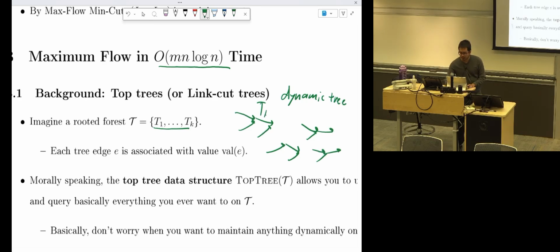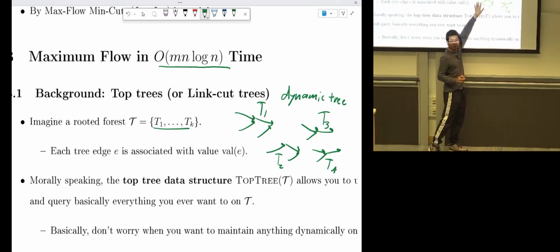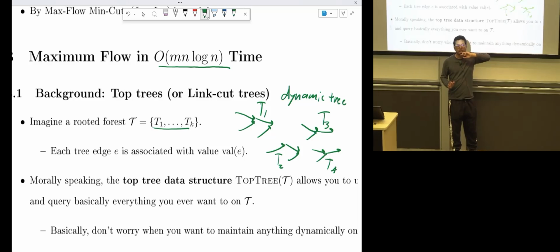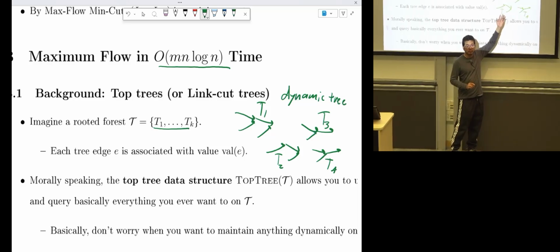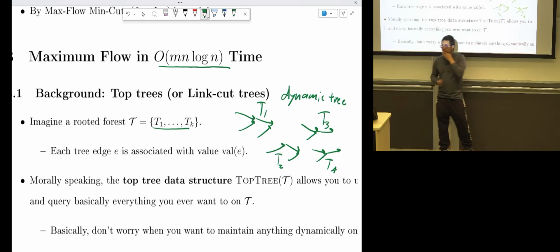This is like a T1, T2, T3, T4. And we try to build a data structure on top of this so that we can update this forest fast, and also query something fast on top of this forest.